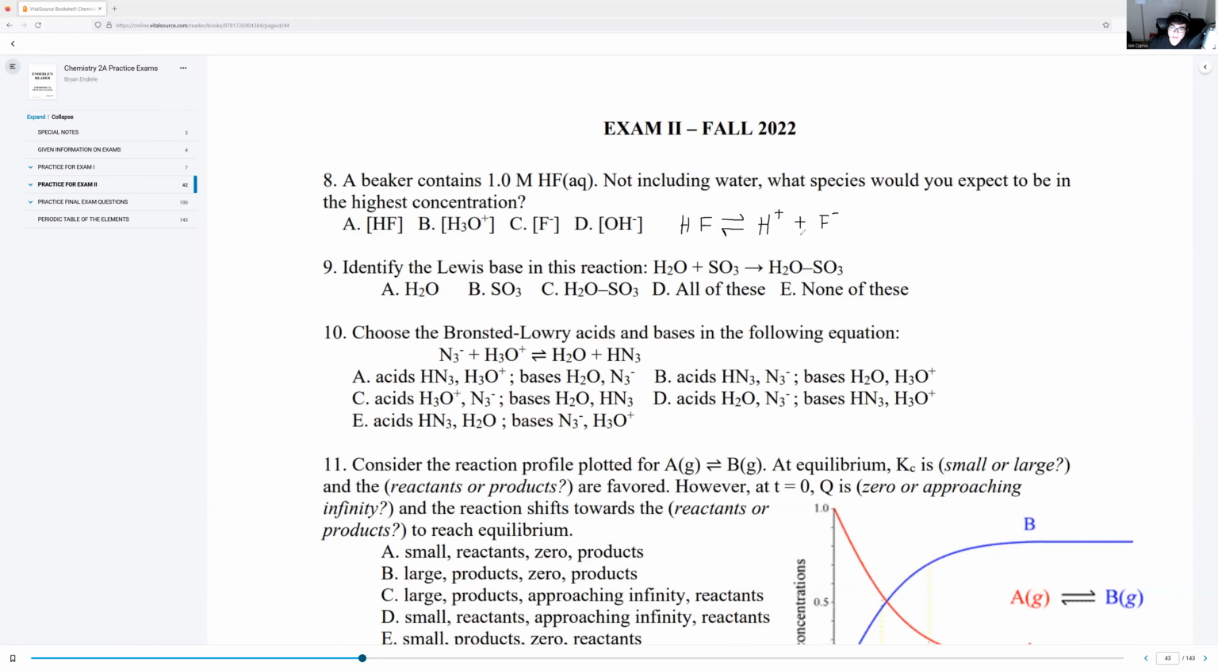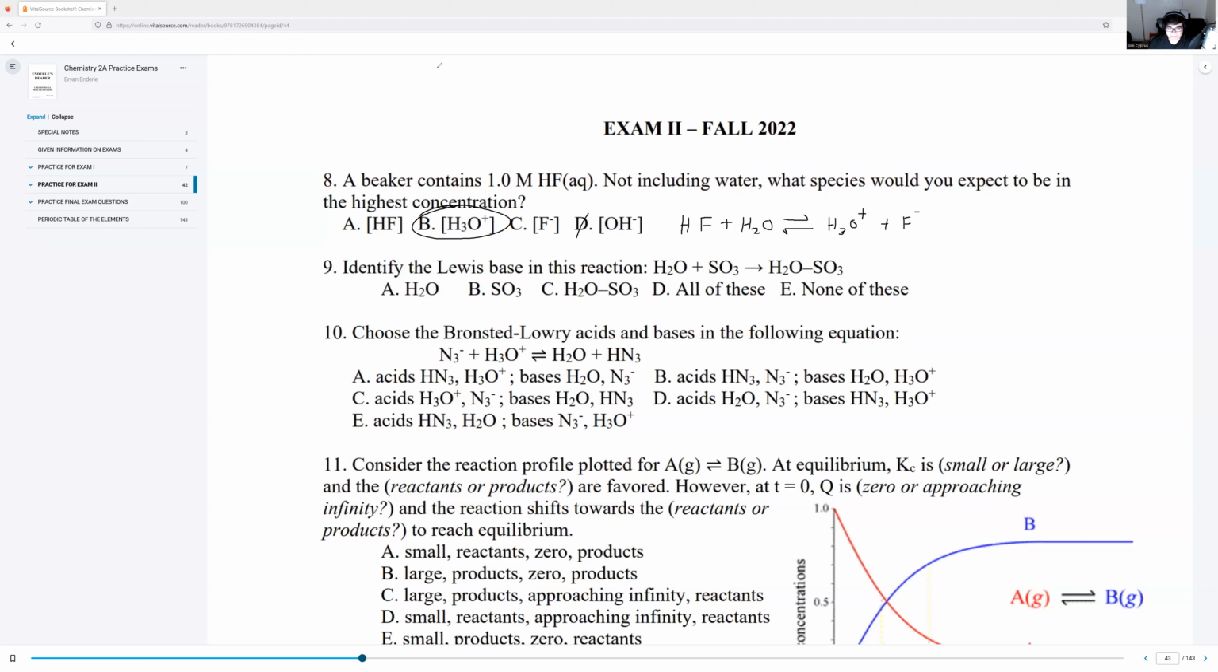Now, you can see here that it gives you an H plus. Now, a more accurate way to write this would be like this. So we can see that HF and H2O turn into H3O plus and F minus. You do an acid-base reaction. So it's clearly not OH, right? You're not forming a hydroxide anywhere. Now, is it H3O plus, F minus, or HF?